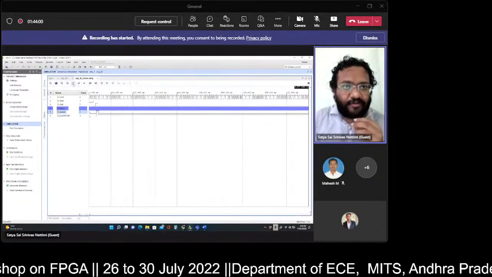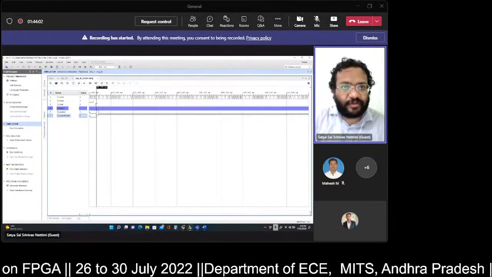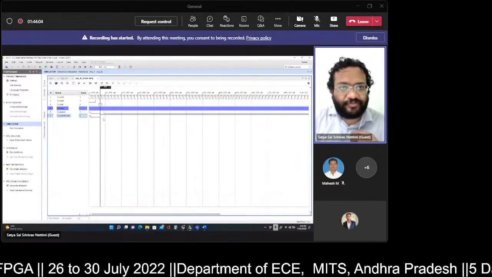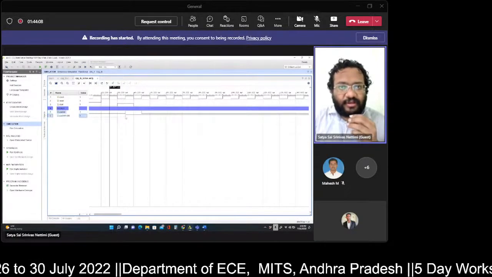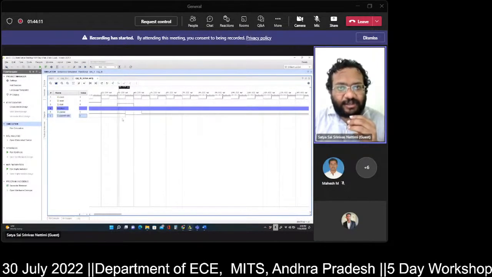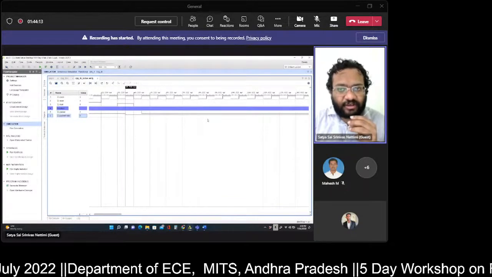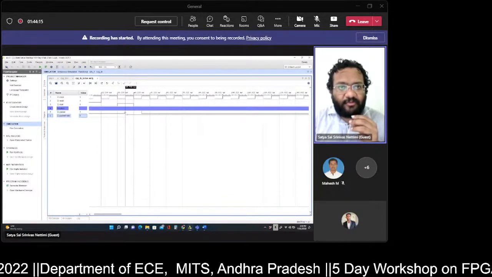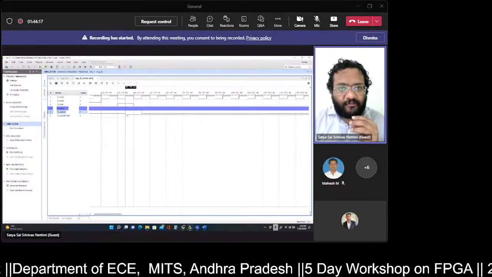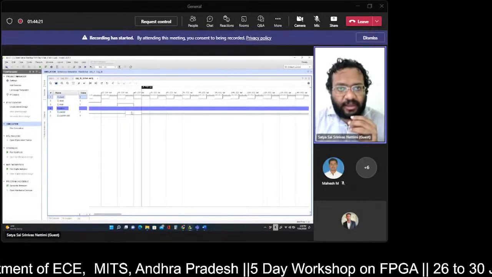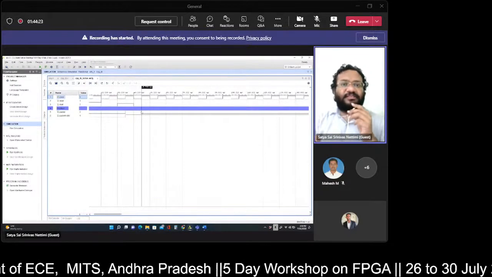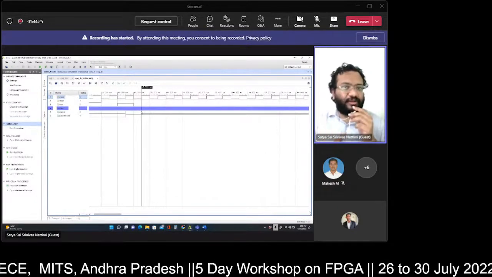Now again I will fit it. Let's see. If I zoom in closely, at the 35 nanoseconds timestamp, frame valid is logic high. At that time, the packet output became 1. So for 1 clock cycle, the packet output is 1.